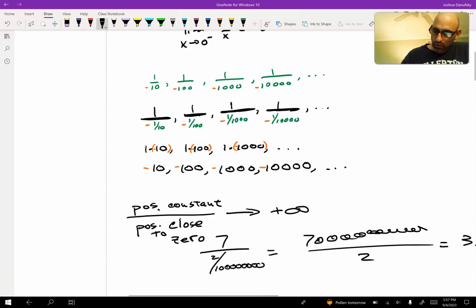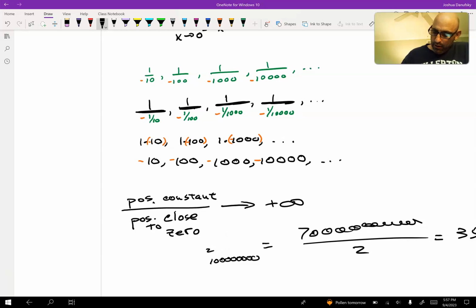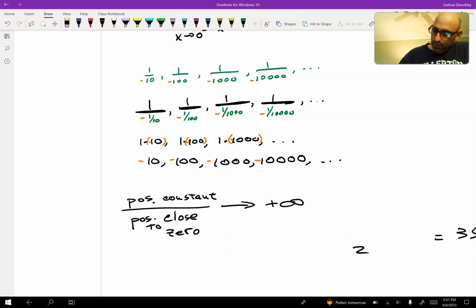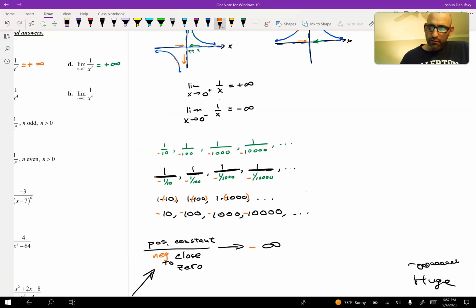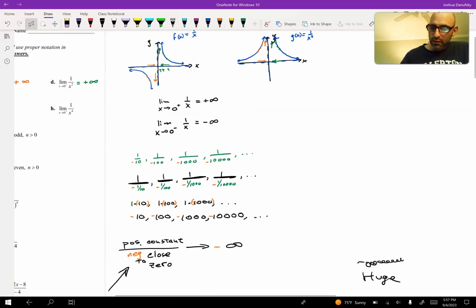And so with my little statement here that I did down below, where I had positive constant over positive close to 0, now if we change that to negative close to 0, now we're going to negative infinity. And so there are the first two from a more numerical standpoint.